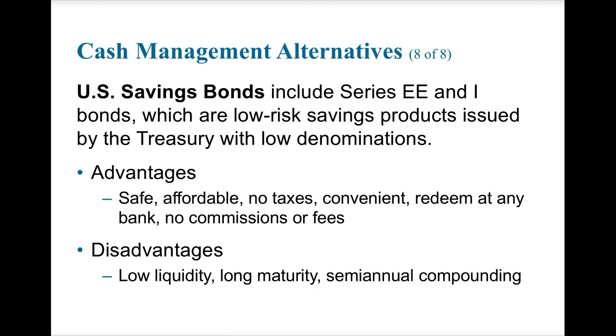There are also things called savings bonds. Savings bonds include the Series EE and the I bonds, which are lower-risk savings products issued by the Treasury. So again, these are safe and affordable. There are fewer taxes. I wouldn't say no taxes. Even though the slide says no taxes, you do oftentimes have to pay federal tax on these.